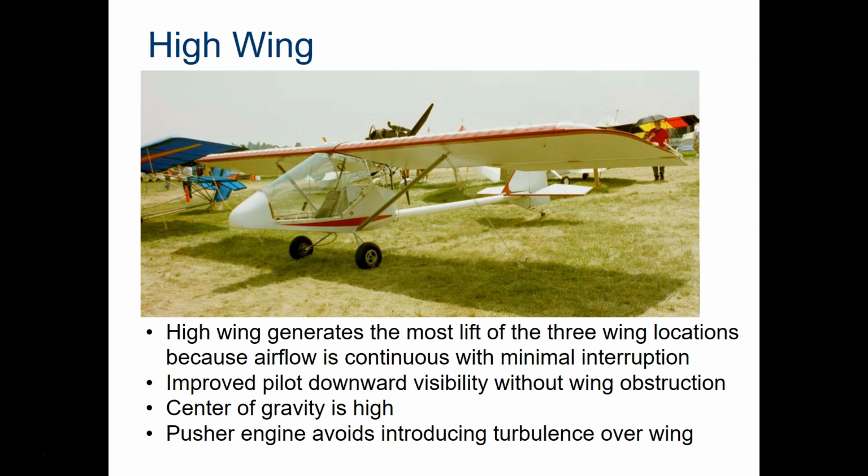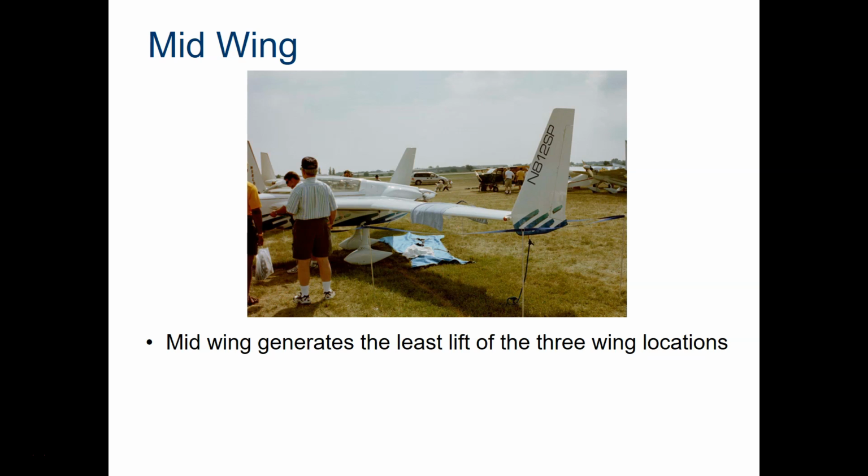and it avoids introducing turbulence over the wing. In this example of the mid-wing, we see that it generates the least amount of lift of the three wing locations, but it does keep more of a streamlined look. In this case, even the pusher engine that's located at the back of the fuselage does not introduce vortices over the wing, nor, if you notice, does it introduce them for an empennage. This particular aircraft utilizes something referred to as a canard wing at the front of it. We'll take a look at that in a little bit.